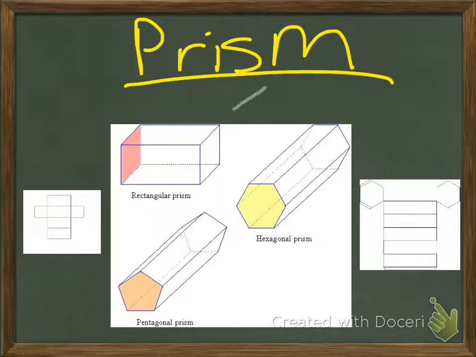Like, this is a rectangular prism, this is a hexagonal prism, and this is a pentagonal prism, because this is a pentagon. So the most common example of a prism is a box. You know, the kind that you get from the mail or a UPS guy delivers to your house.